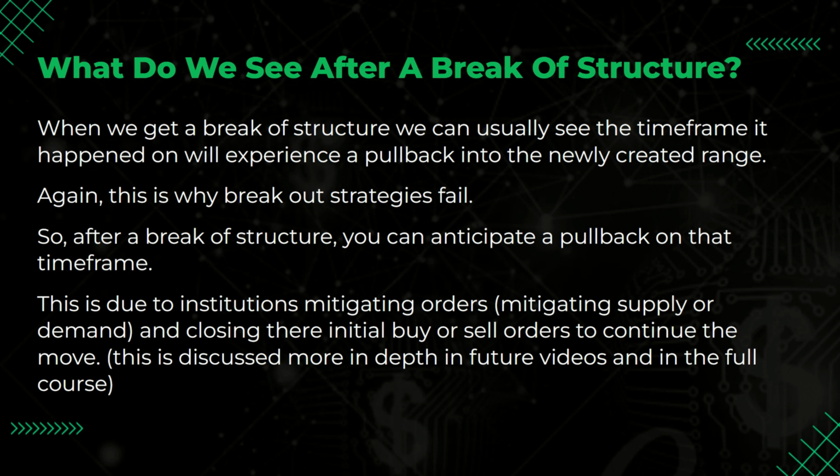It doesn't have to happen every time, and there are instances where it does not happen, but almost every time we see a break of structure, eventually price will pull back into a supply and demand zone, which we'll go over in later episodes. And this is due to institutions mitigating orders, and they're mitigating supply and/or demand zones and closing their initial buy to sell orders or sell to buy orders to continue the move in the direction that they initially broke structure.